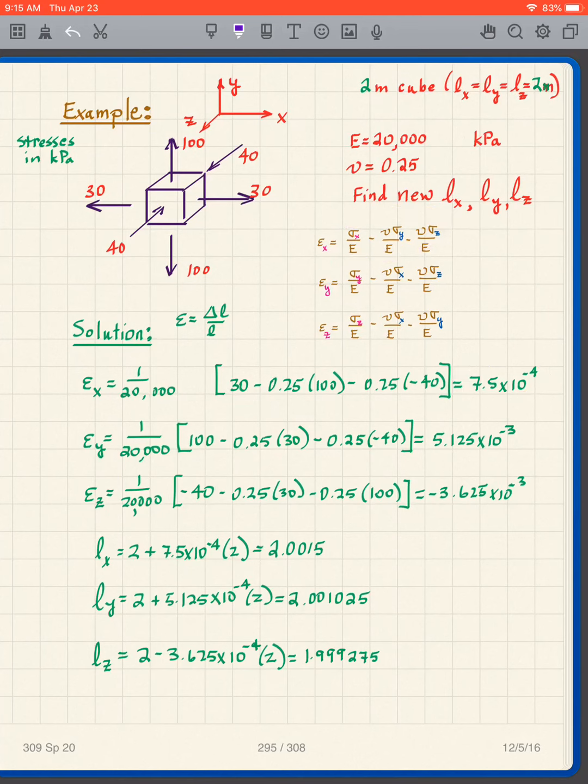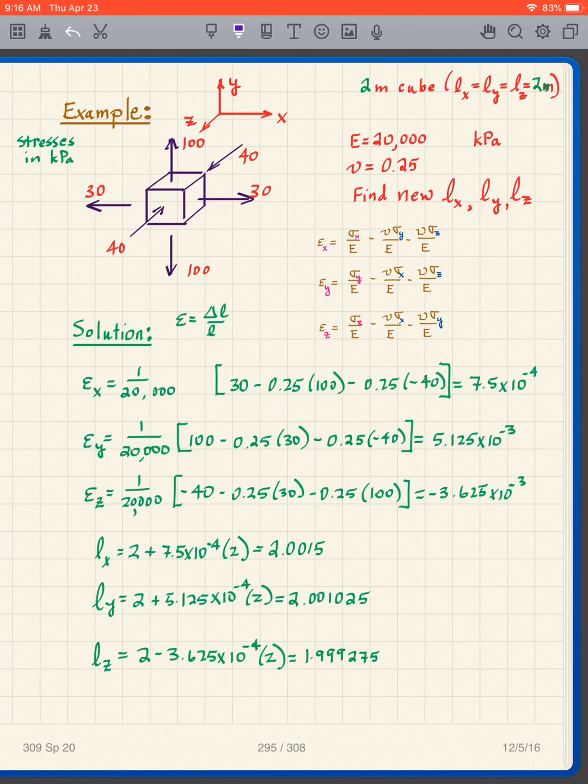We do the same thing for the others. You just have to pay attention to your axes and get your sigma x, sigma y, and sigma z correct. So I'm plugging in for epsilon y into this expression. For epsilon z, I plug into this expression. Pay attention to compression versus tension, and we get an epsilon y of this much, and an epsilon z of that much.